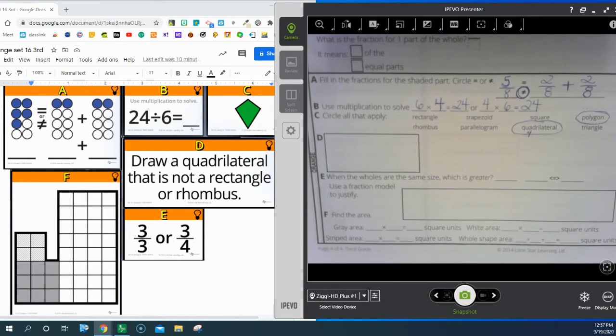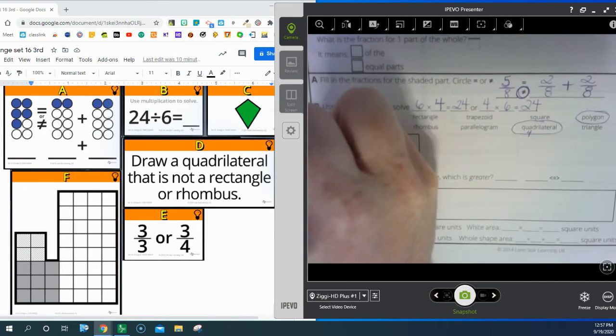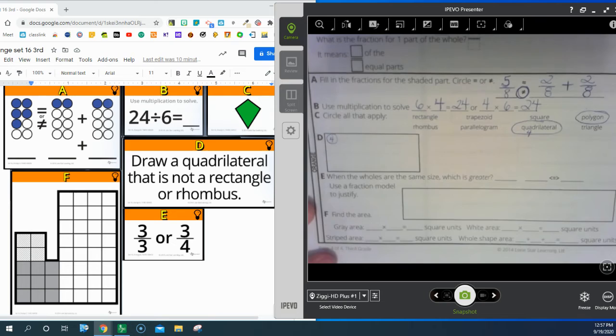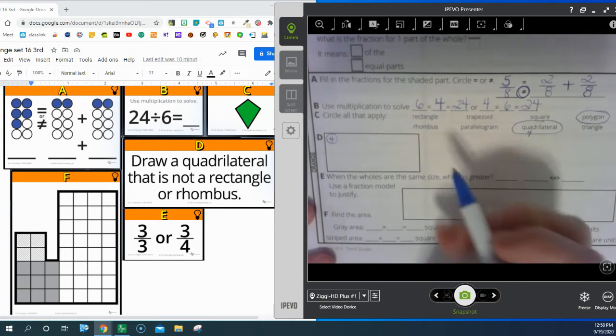D says to draw a quadrilateral that is not a rectangle or a rhombus. So my quadrilateral is going to have 4 sides. A rectangle has 4 right angles. So my shape that I draw cannot have 4 right angles. And a rhombus has to have all equal sides. So my shape cannot have all equal sides.